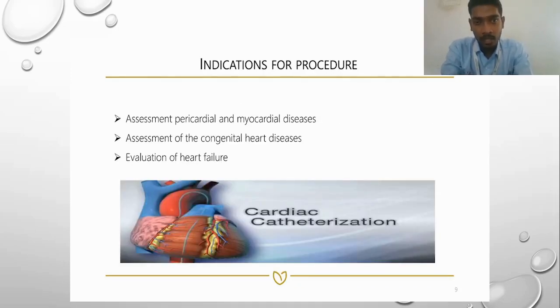What are the other indications for cardiac catheterization? Pericardial and myocardial diseases, namely pericardial effusion, cardiac tamponade, and also cardiomegaly. We can use this to identify the disease condition and assess the patient. And congenital heart disease, which is when a baby is born with a disease condition affecting the heart. Then we can assess these also, and also heart failure.